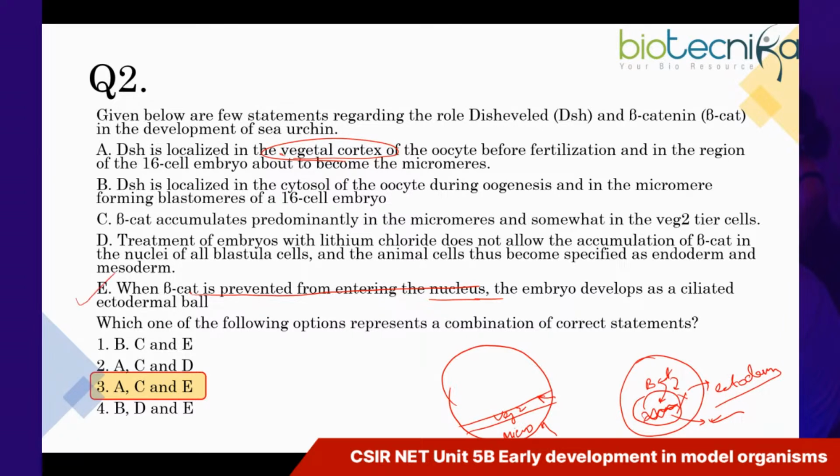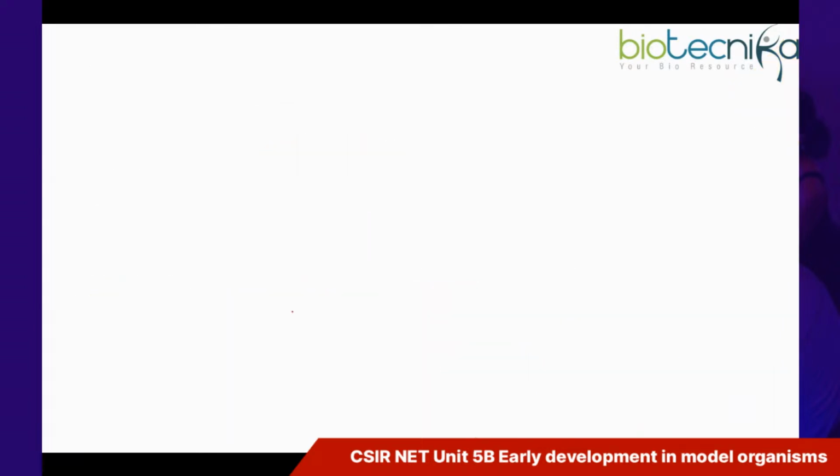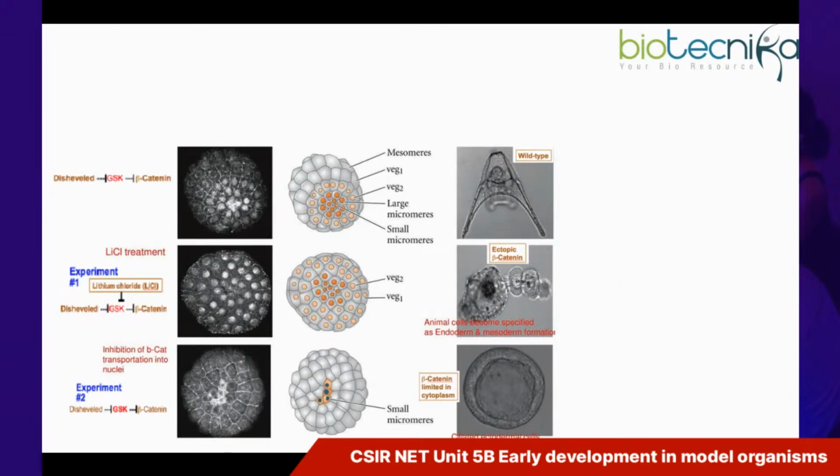So this diagram which I showed you, inhibition of beta-cat transportation into nuclei. In that case, beta-catenin cannot enter nucleus. It will be limited only in the cytoplasm of the small micromeres and Veg2 cells. So as a result, what you will get? You will get a ciliated ectodermal ball like this.